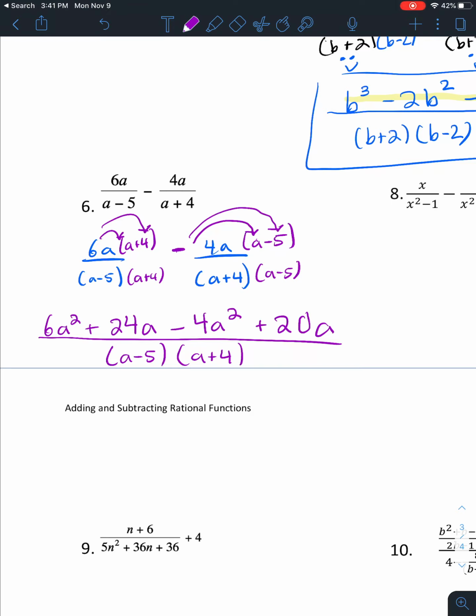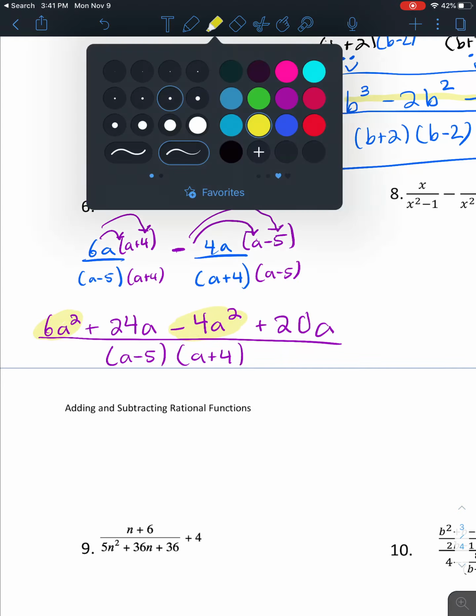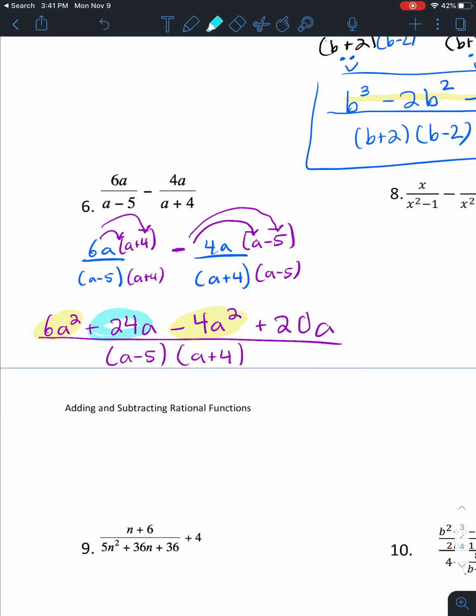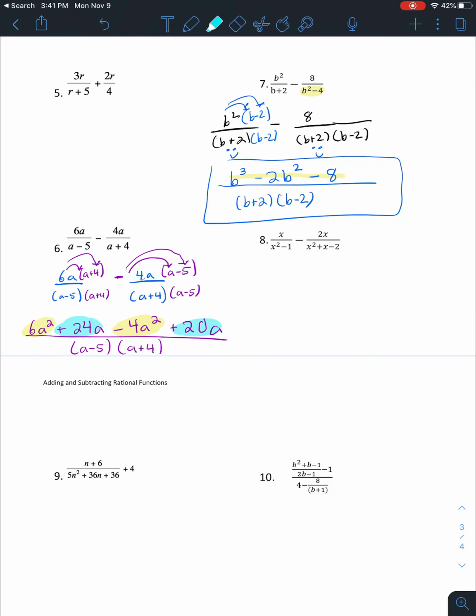So I'm going to look at this real quick, make sure I did not make any math mistakes. And I did not. So color code like terms. All right. And let's see what we get. We get 6a squared minus 4a squared, which is 2a squared. 24a plus 20a is 44a over a minus 5, a plus 4.